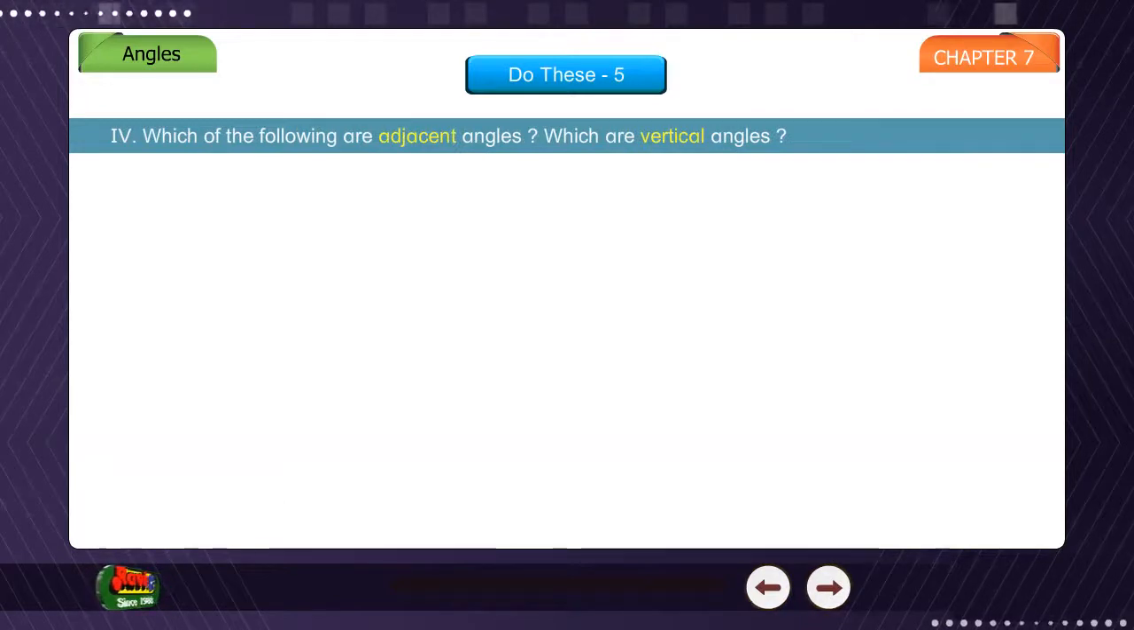4. Which of the following are adjacent angles? Which are vertical angles? Reasoning proof.